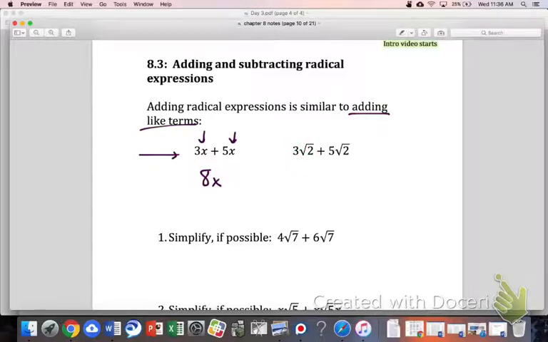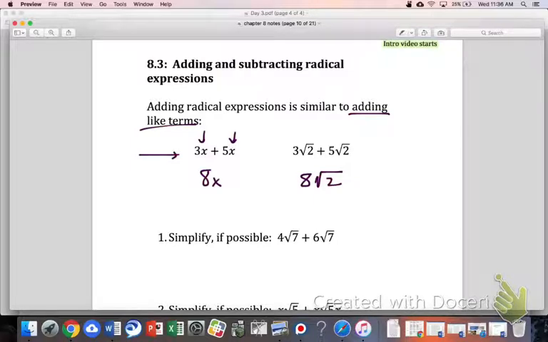And the way that we add them is just like the way that we add like terms when it comes to algebraic expressions, like we did on the left. We're going to add the coefficients. 3 plus 5 is 8, and we leave the radicals the same. So I'm hoping you see the similarities here, how the root 2 really serves the same role as the x did in the other expression. We're going to try to use this idea to practice with a couple of these here in our video.